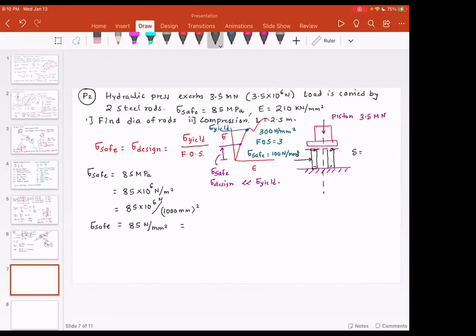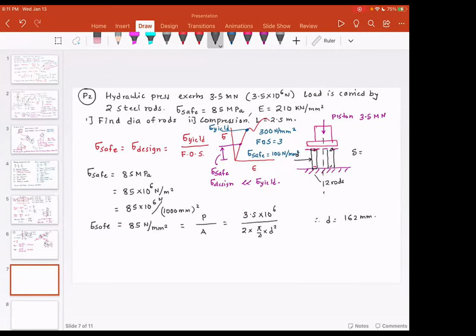Now this safe stress is load divided by area. However, please note that there are two rods, rod 1 and rod 2. So I will have 3.5 times 10 to the power 6 Newton divided by 2, because there are two rods, multiplied by pi by 4 d square. When I solve this, I can find the value of d, and my answer is 162 millimeters. And please note why there are two rods: clearly with this hydraulic press, you don't want it to go out of alignment. It needs to go up and down in a straight fashion. That's why we have symmetric supports. So the diameter is 162.